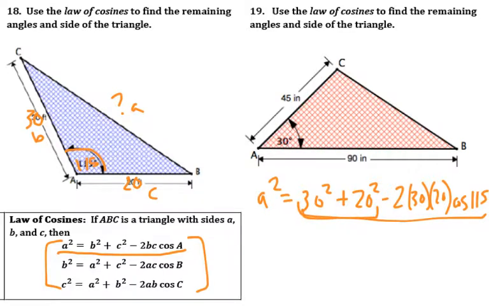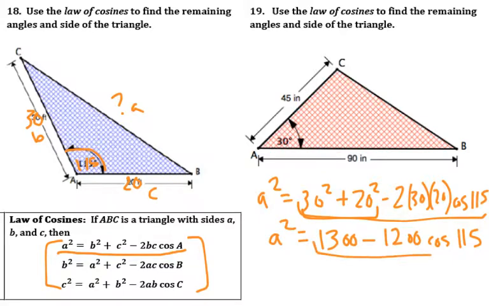30 squared plus 20 squared is 1,300, minus 2 times 30 times 20, 1,200, cosine of 115 equals A squared. So then I'm going to type this whole thing in there. So 1,300 minus 1,200 times the cosine of 115. And that gives me 1,807.141914. Then I've got to take the square root of that, right?